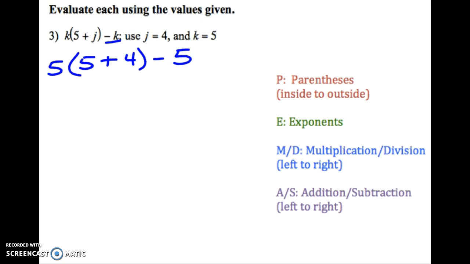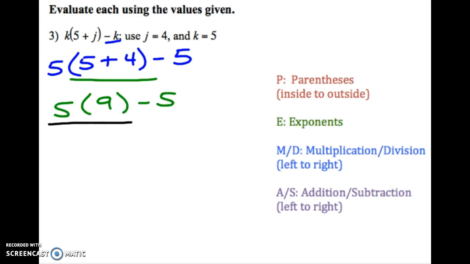All right, so if we follow order of operations, parentheses first, 5 plus 4 should give us 9. Next, we take care of the multiplication, so the 5 times 9 should be 45. And finally, 45 minus 5 should give us 40.